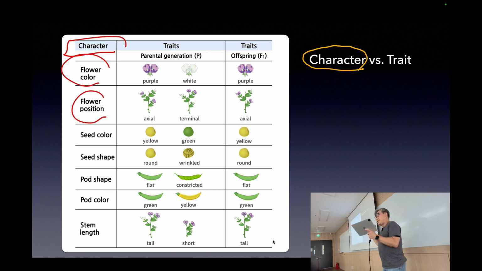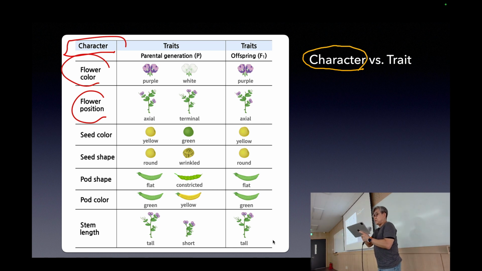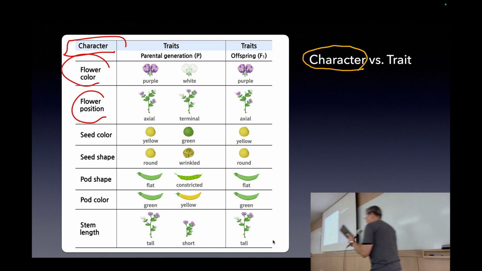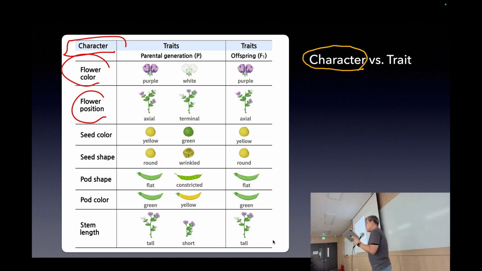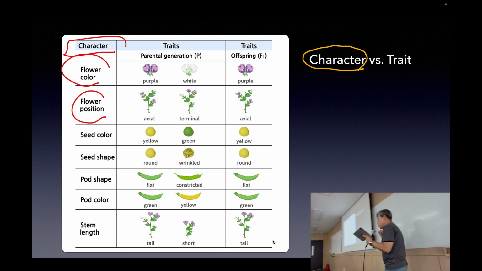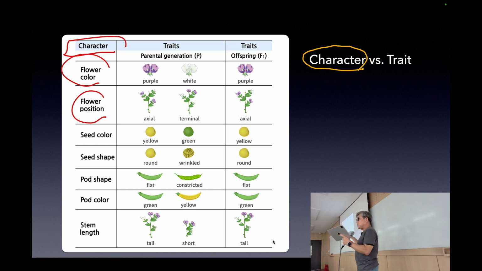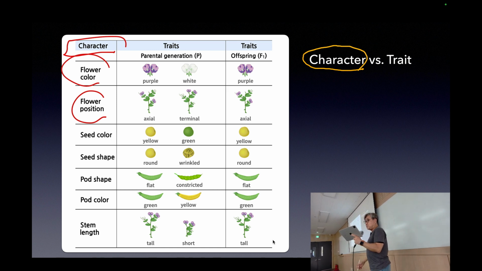But what about the trait? Traits are under a specific character. There can be different alternatives. In Mendel's example, it's almost like a miracle, somehow he chose characters in the garden pea that display only A or B types of alternative traits.